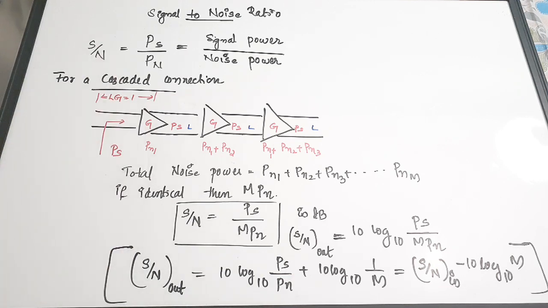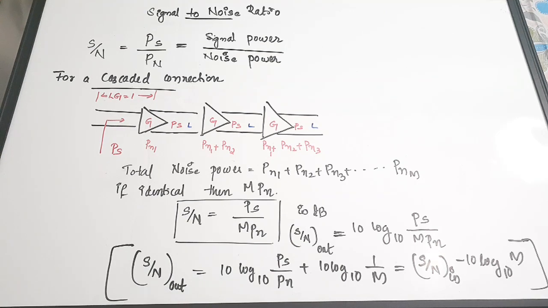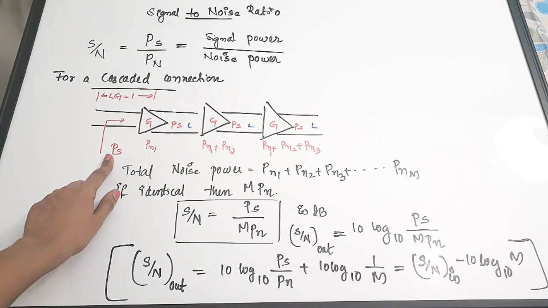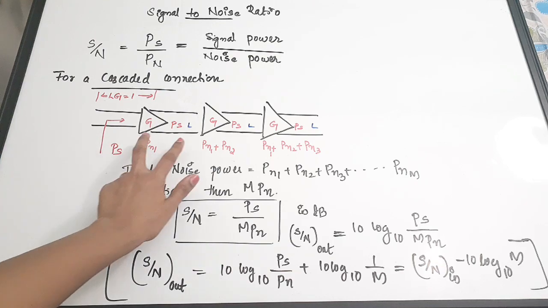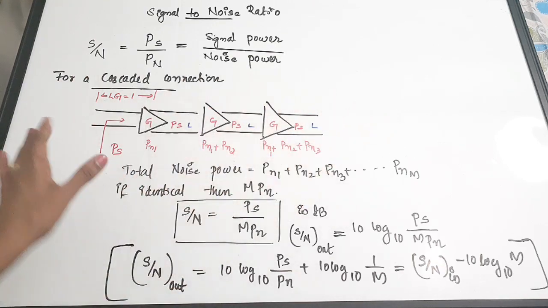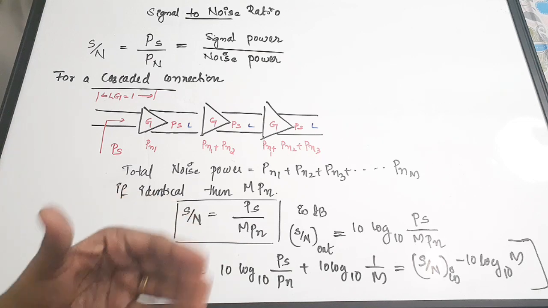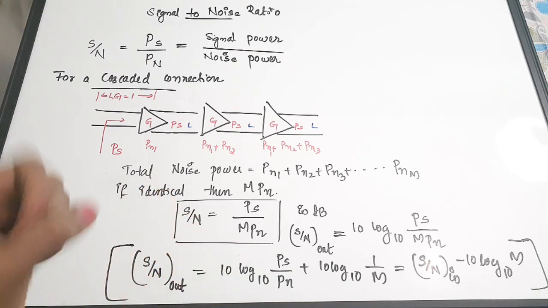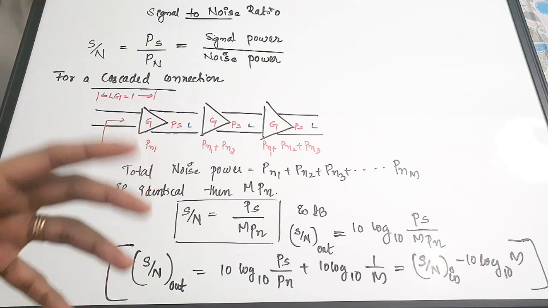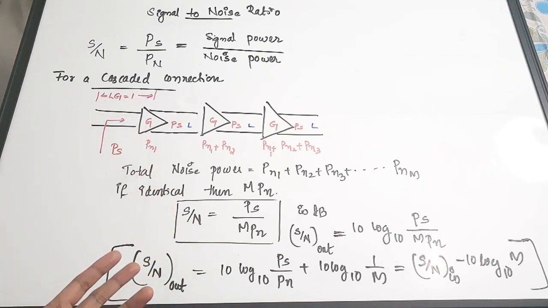Now let us see what the signal to noise ratio will be when we connect various amplifiers or repeaters in a cascaded form. We give an input signal having a power of PS, and when this signal is transmitted through the communication channel, the channel involves certain losses. These losses will affect the signal, and certain noises will also get added to the signal.